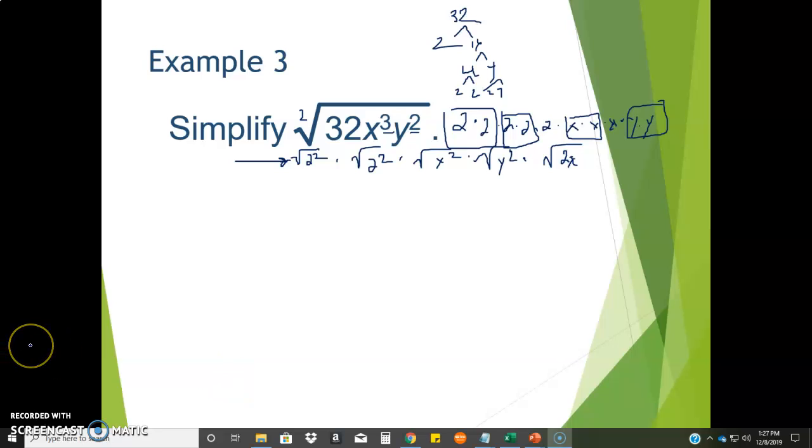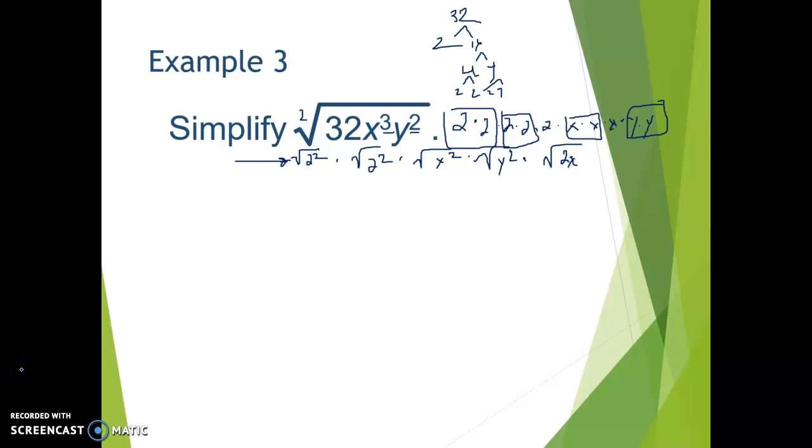Hey guys, this is part 2 of our simplifying radicals video, and we left off on part 1 simplifying this square root of 32x cubed y squared. And following our steps, we're going to do the prime factorization first, and then because our index is 2, we're looking for factors that are repeated twice.